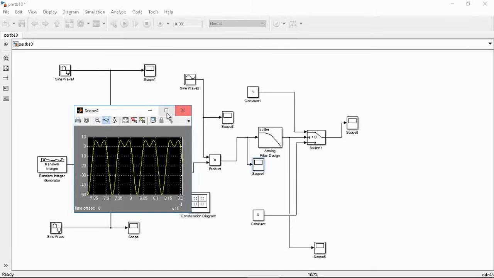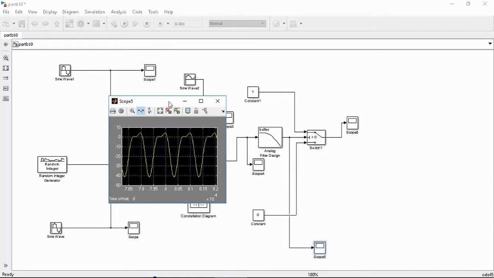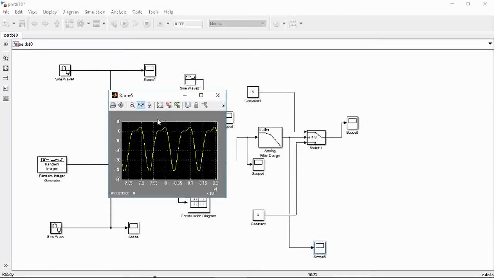Now from scope 4, the signal will go through an analog filter design, which is to filter the noise, and directly the signal will go to scope 5, which is the output modulated with the carrier signal. This is the graph that we obtained after the signal goes through the analog filter design.